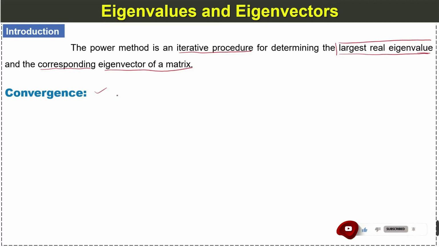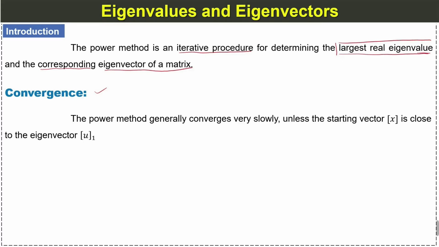Next we have the convergence of the basic power method. The power method generally converges very slowly unless the starting vector, that is x, or we can also say the initial vector, is close to the eigenvector, that is u1.